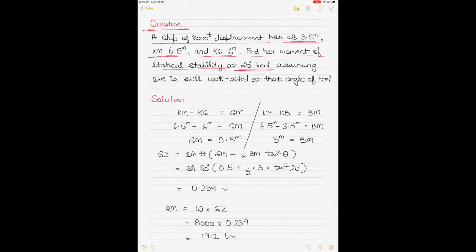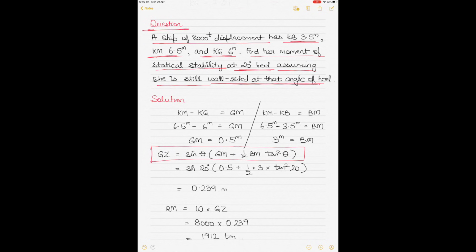This is a big angle of heel. It's more than 15 degrees. But you have to assume that she is still wall-sided at that angle of heel. Alright, so remember, we talked about this before, but today I'll show it to you in the example. So if you are saying she's wall-sided at that angle of heel, so the sides are wall-shaped, you can use this formula here for righting lever.